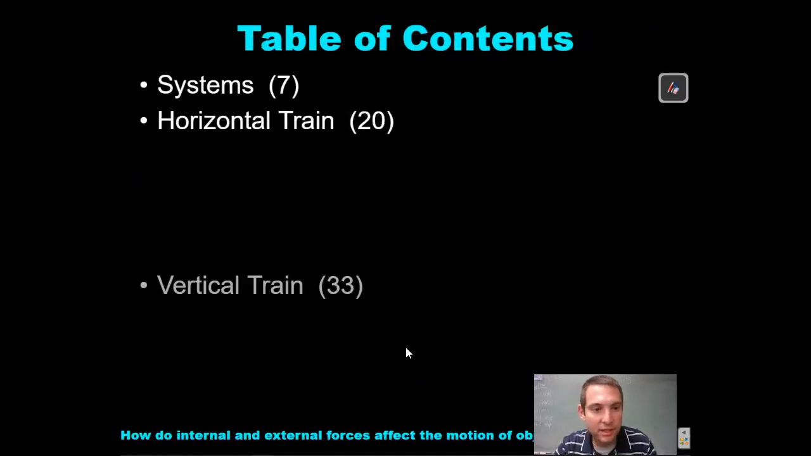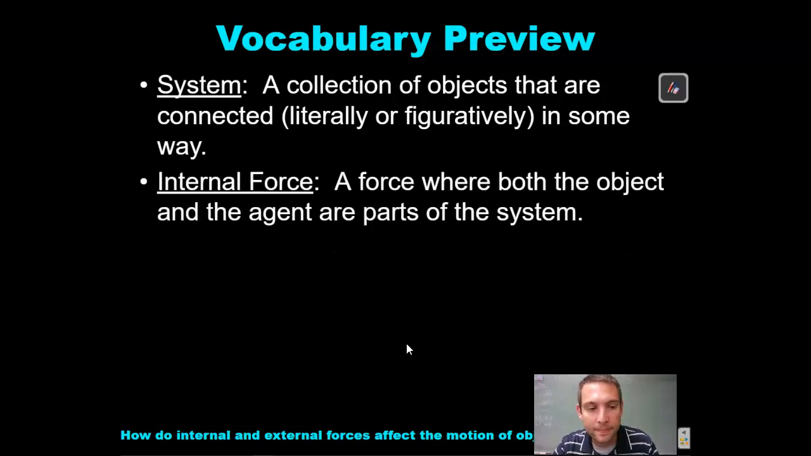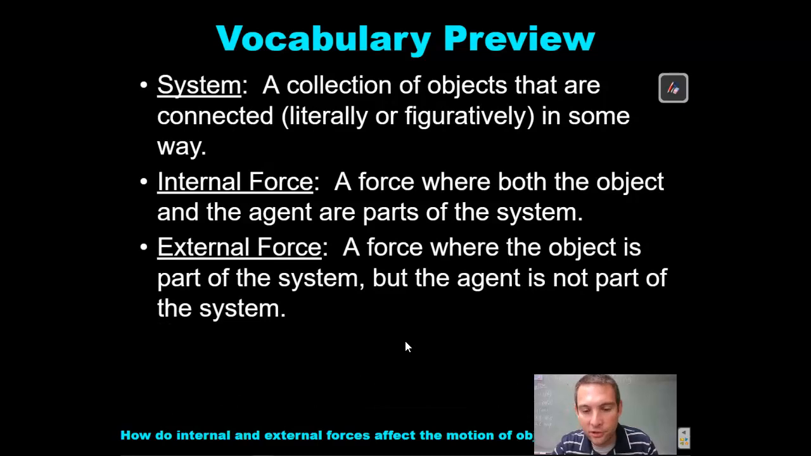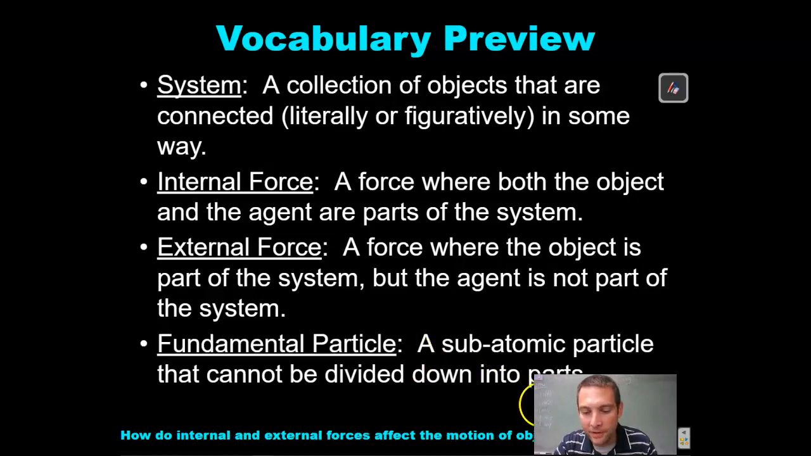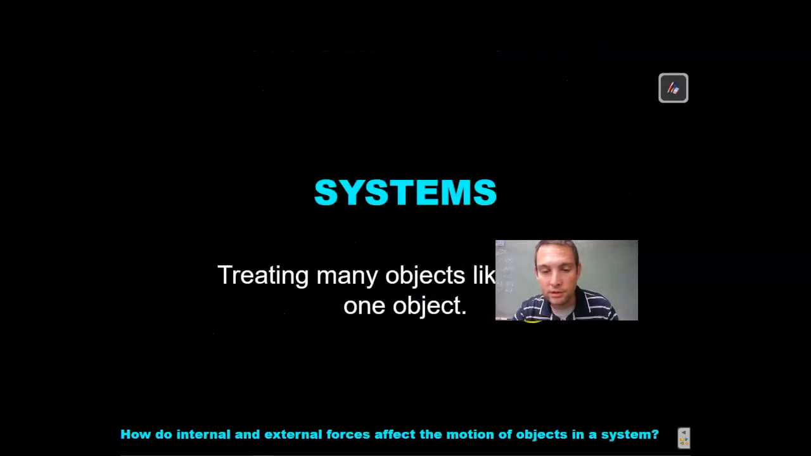Here's our table of contents, and let's get to our preview. A system is a collection of objects that are connected, literally or figuratively, in some way. An internal force is a force where both the object and the agent are parts of the system. An external force is a force where the object is part of the system, but the agent is not part of the system. A fundamental particle is a subatomic particle that cannot be divided down into parts.